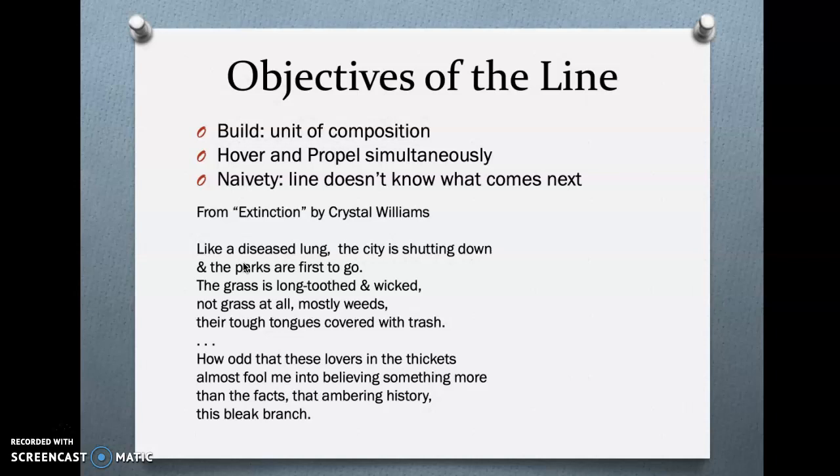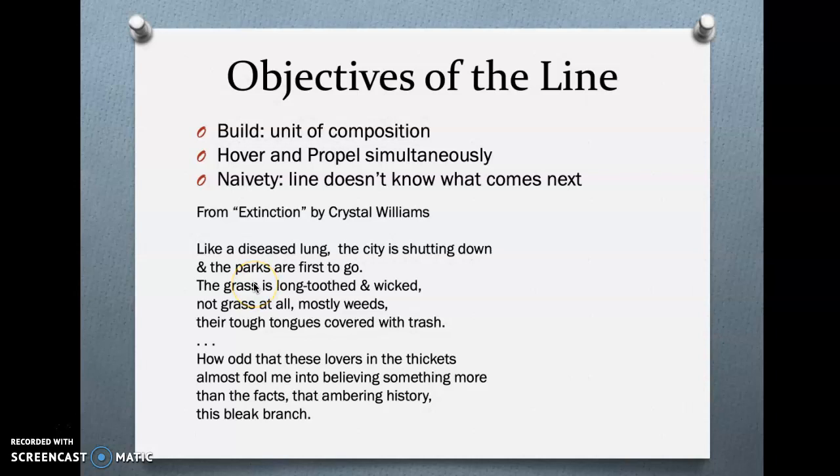And the other beautiful thing about the line is that it's naive. The line doesn't know what comes next, right? So, "the grass is long-toothed and wicked." This line doesn't know that we're going to admit it's really not grass, it's weeds.